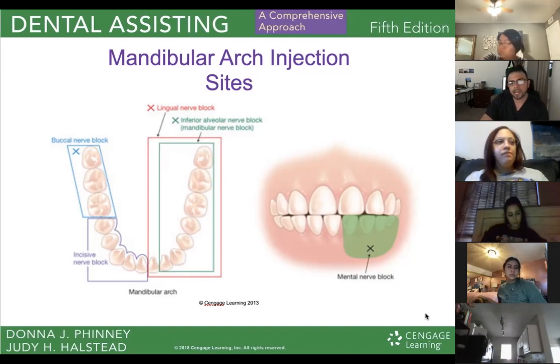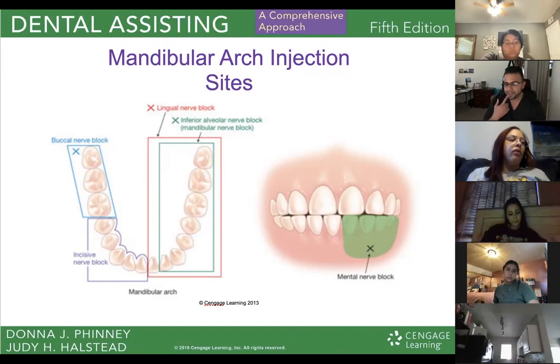Those of you who remember sequence 3 in radiology, where we talked about all the different landmarks, remember that mental foramen, right?